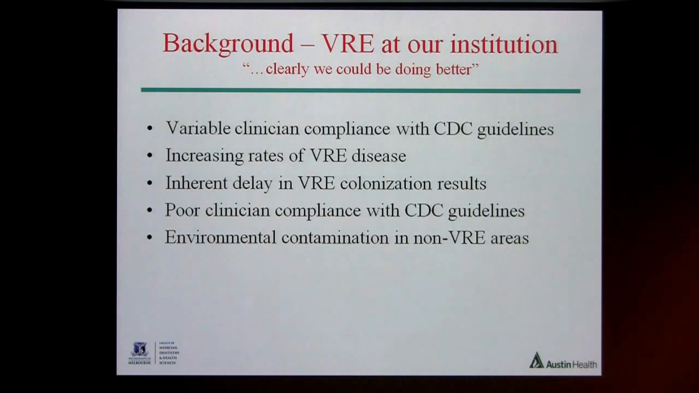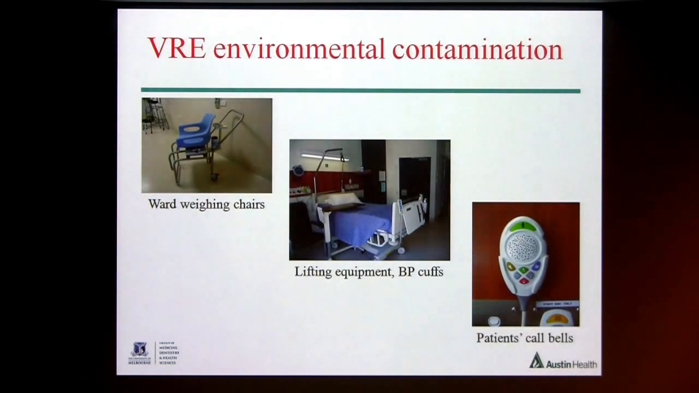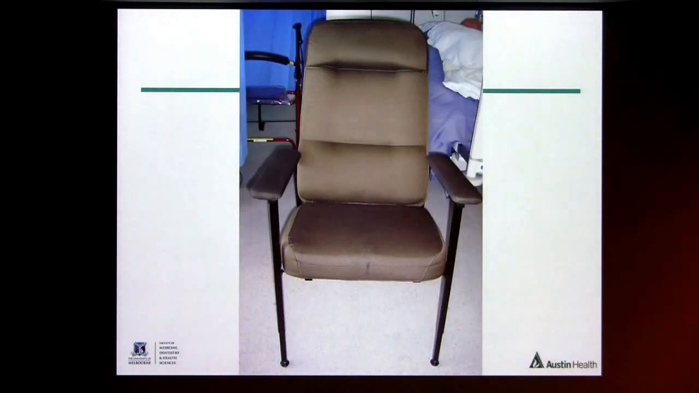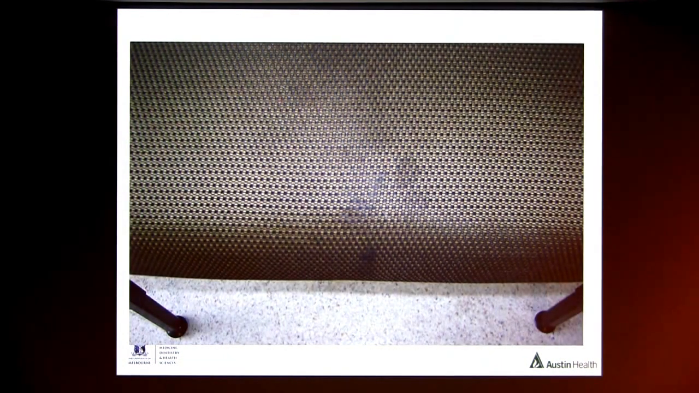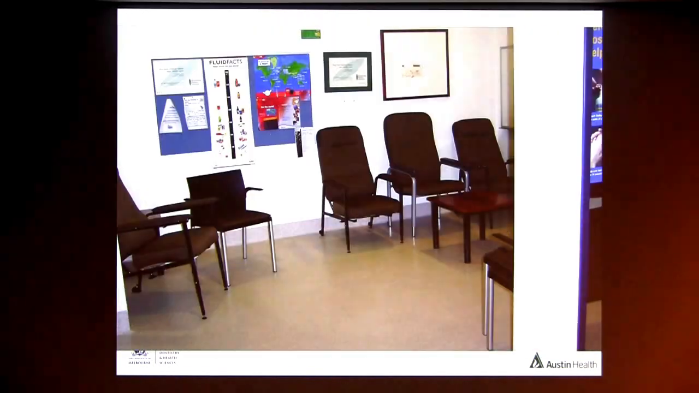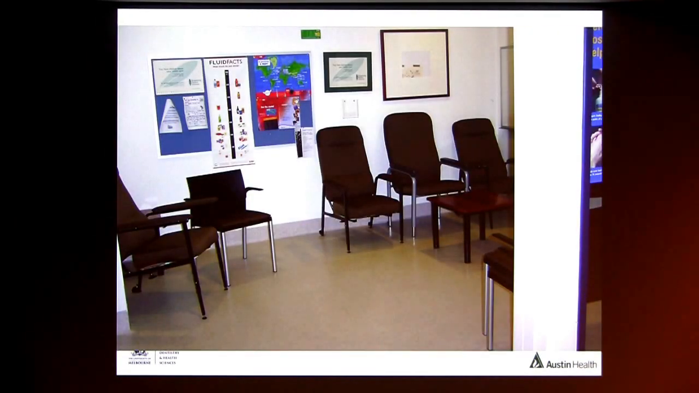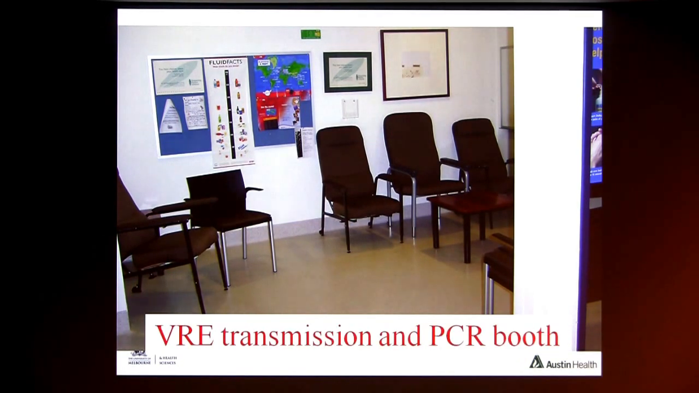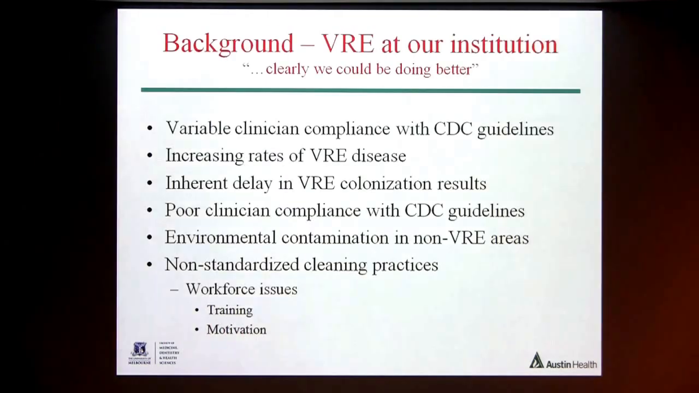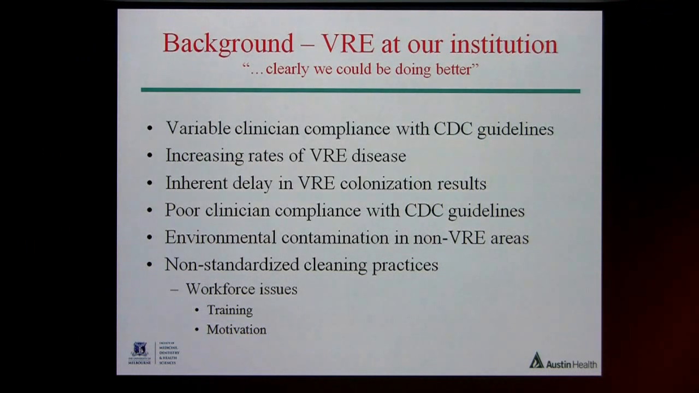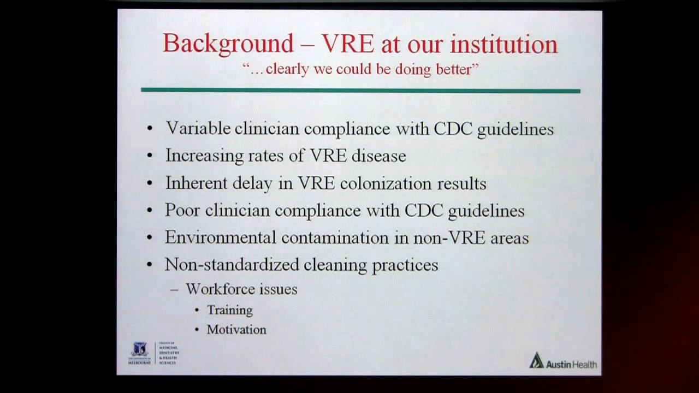And we knew that there was environmental contamination, things like the weigh chair, the bed rails, the call button. Often in VRE positive rooms we would find VRE on these items. Here's the chair in the visitor's waiting room. Now I can tell you this is not coffee, and in fact it's pretty much solid glycocalyx of enterococcus and faeces. And so the question is whether this is the visitor's waiting room or whether it's a PCR booth for enterococcus.